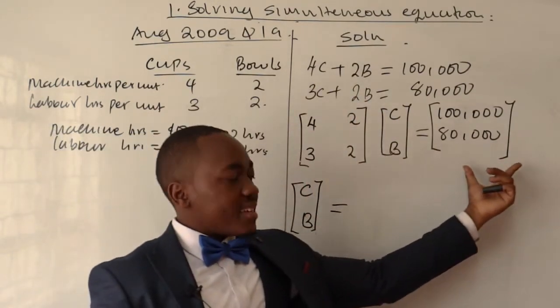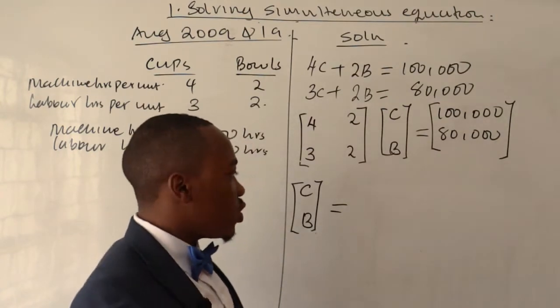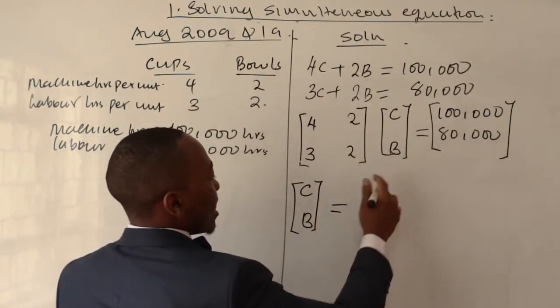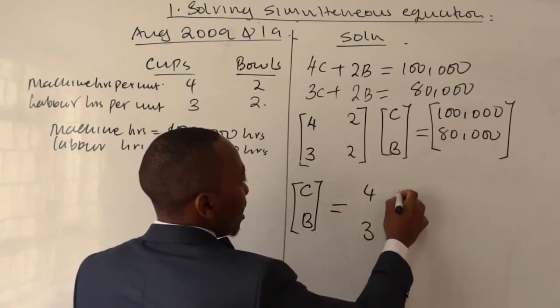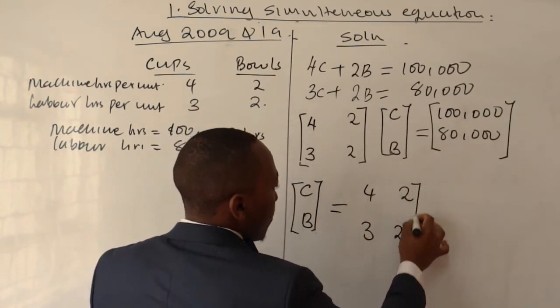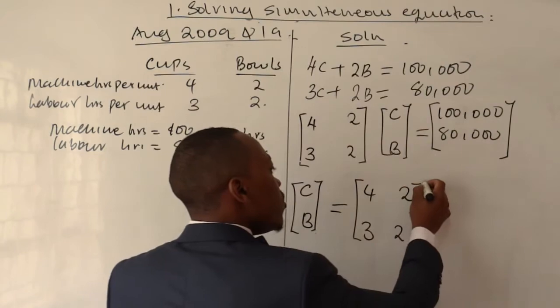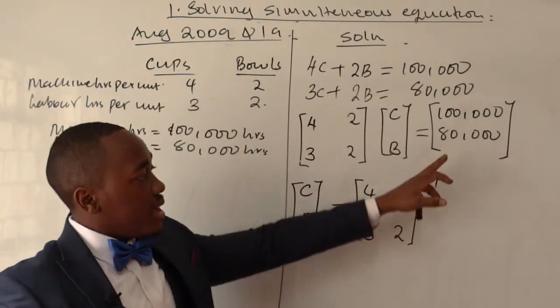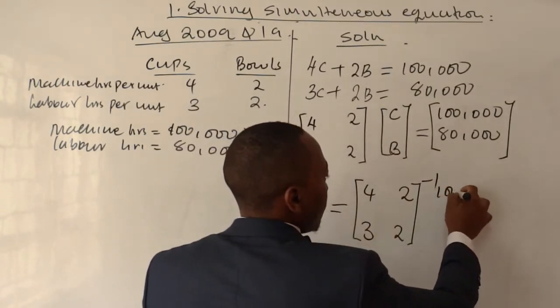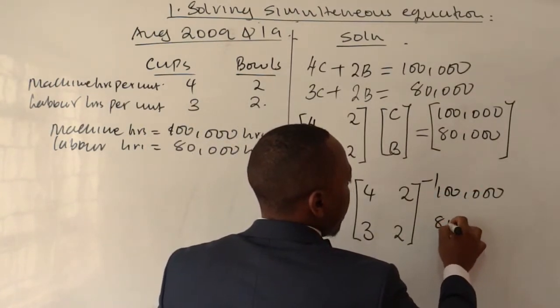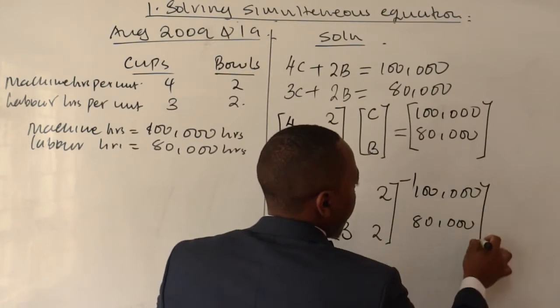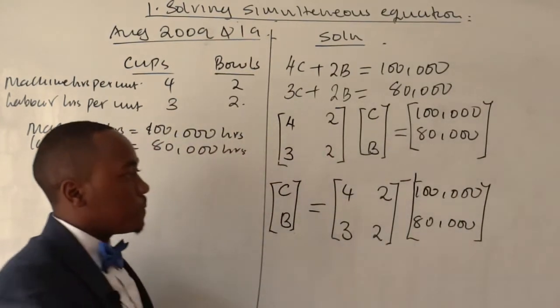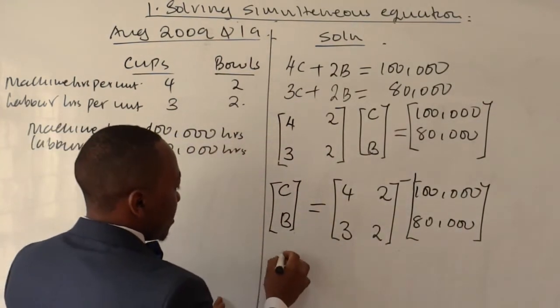This one goes to the other side. We say that division is known as the inverse. So it is equal to the inverse of 4, 3, 2, 2, because we are dividing by it. Remember that inverse is the same as division. And then 100 and 80, like that.